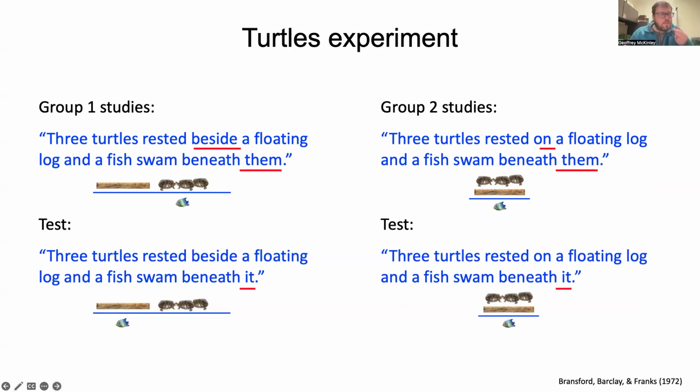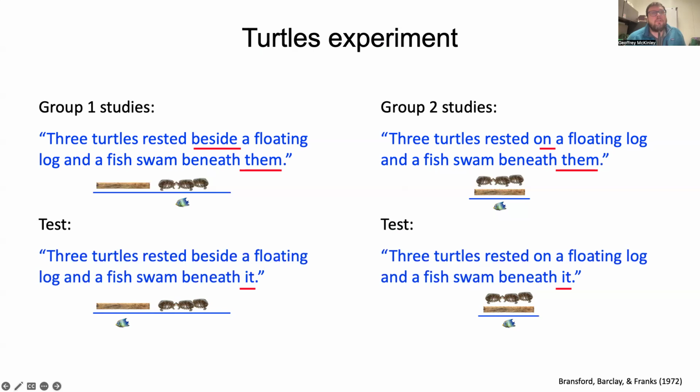And then participants were given test sentences. Both test sentences were different, slightly different. So in group one, they would read, "The three turtles rested beside a floating log, and a fish swam beneath it." So not beneath them, but beneath it. So it tells you that the fish is underneath the log and not the turtles, right? So it's kind of like a semantic change, and a surface level change, of course.